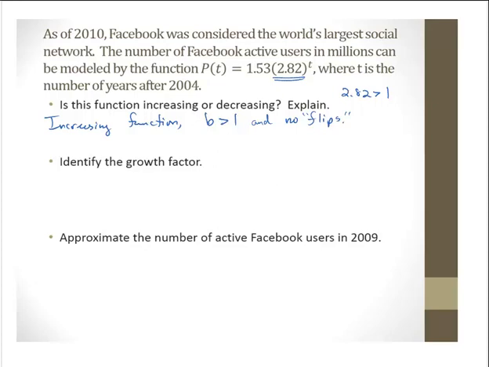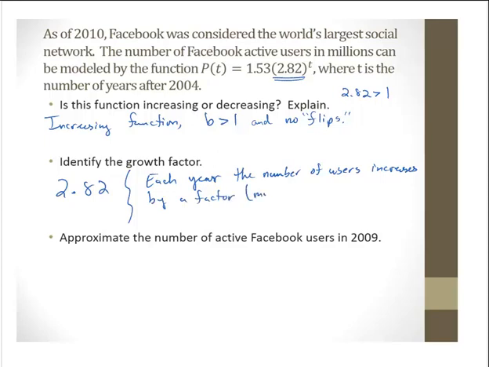Identify the growth factor. The growth factor is 2.82. What does that mean? Each year, right, if t is the number of years, each year the number of users increases by a factor. All right, so that's multiplying, not adding, multiplying, of 2.82.